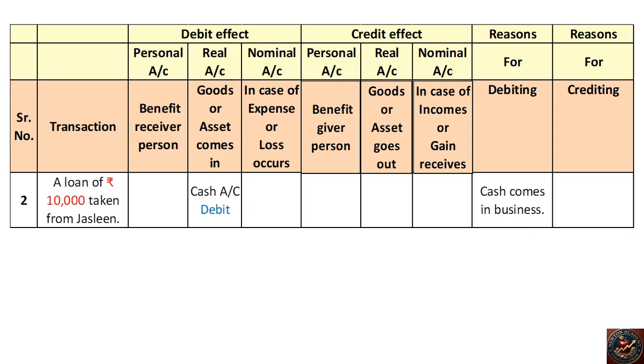The credit side, Jasleen is the person who is giving this loan money to the business. According to the personal account rule, we credit the giver. Therefore, we credit Jasleen loan account. The reason for crediting is Jasleen is the giver of loan amount.